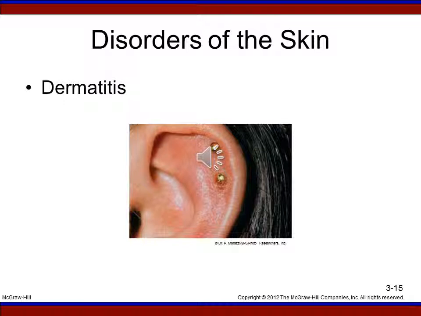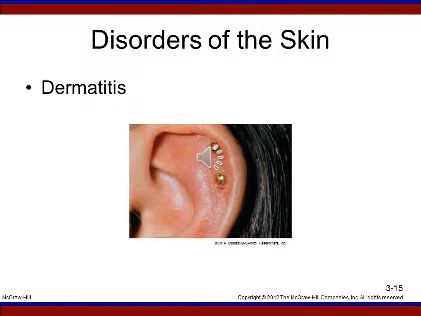Here we see disorders of the skin. We see a picture of an ear. That's a left ear, and it looks like it has two piercings in the auricle part of the ear, not down at the lower lobe where most ear piercings are. It's up top. And so this disorder that we are seeing here is inflammation of the derma.